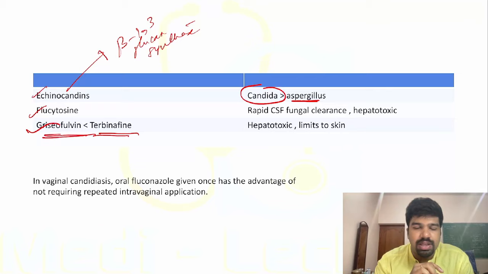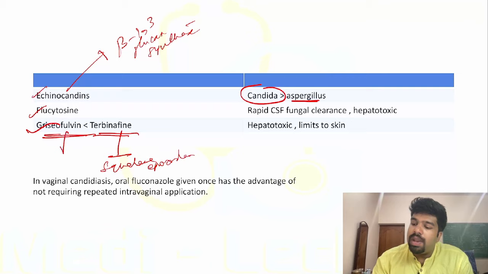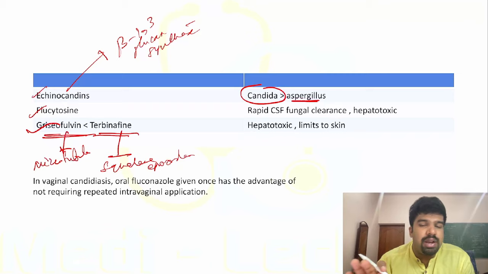So terbinafine inhibits squalene epoxidase, okay? Whereas griseofulvin causes microtubule disassembly. It's going to destroy the microtubules. So both griseofulvin and terbinafine are used for dermatophytic infections. It is also hepatotoxic and it limits itself to the skin. It can be used for onychomycosis.